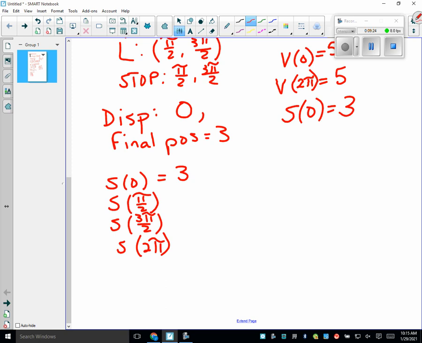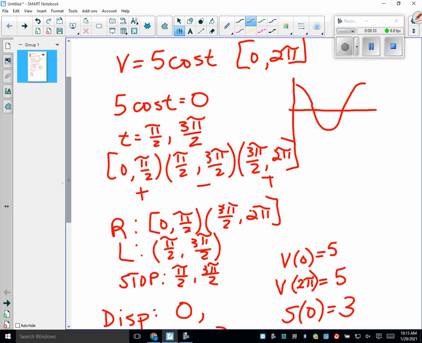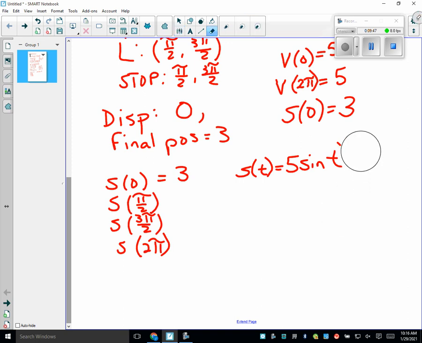Do I need S? So I want the antiderivative of 5 cosine of t. Does S sub t equal 5 sine of t? Right?